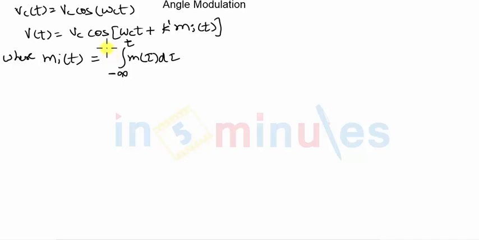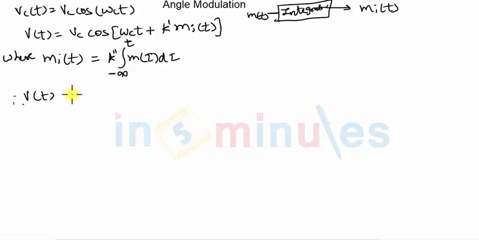When the integrator takes the input m(t), how do you generate this signal? We will need an integrator block. The integrator block takes in m(t), which is the modulating signal, and its output will be nothing but mi(t). Every integrator block will have some time constant, so I'll mention that constant in the form of k''. If I put this expression back into my modulated signal, it becomes Vc cos(ωct + k'·k''·mi(t)).